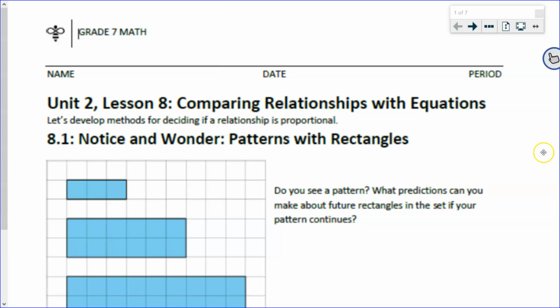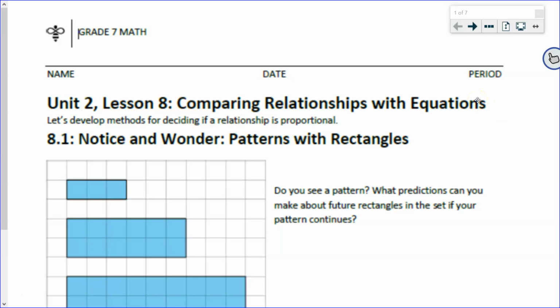Hello, Math 7 students. This is Open Up Resources Unit 2, Lesson 8, Comparing Relationships with Equations this time. Our last lesson was comparing relationships with tables, but in the past we've used tables to write equations and to use them to solve problems, so now we're going to go a step further and compare relationships just with equations.